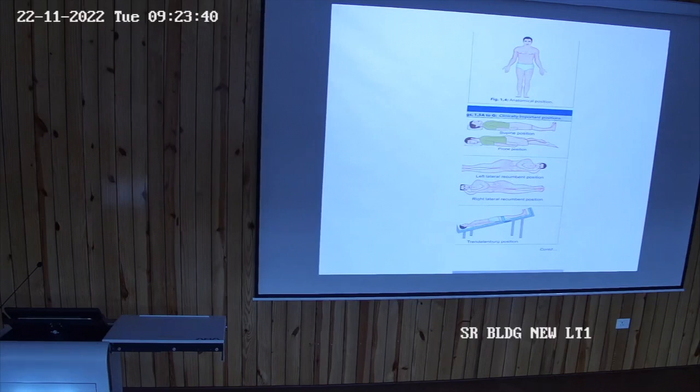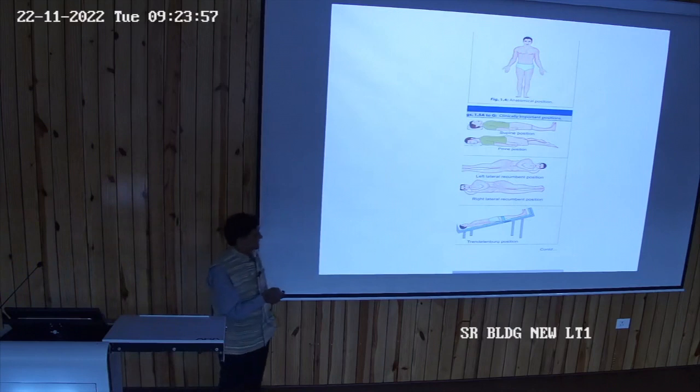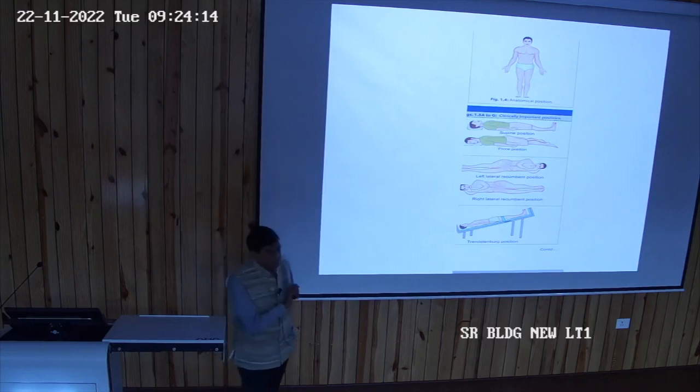Now look at this. All these positions, the supine or the prone positions, you may require during the examination of the patient also. Not only in the dissection hall, but you may use the supine and prone positions while you examine the patient. So you must know what the supine position is, what the prone position is. The right or left lateral recumbent positions are also used.